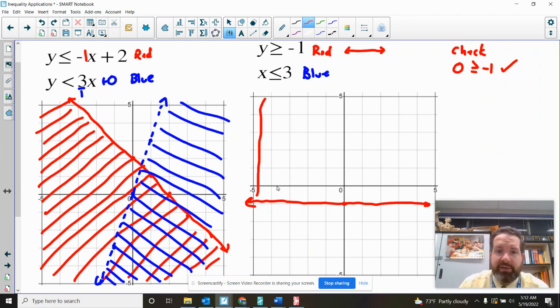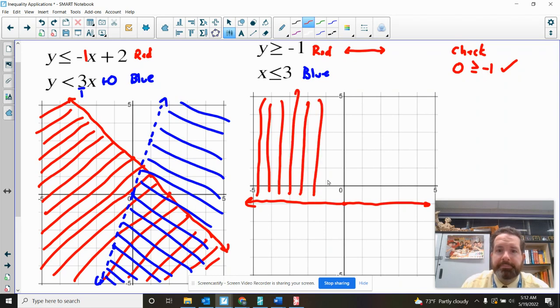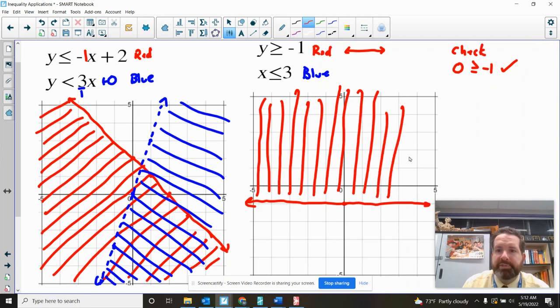Therefore, all the shading here should be above the line. So all of those ordered pairs up there have y values that are greater than or equal to -1. We're including the boundary in this. Next up, for x less than or equal to 3.